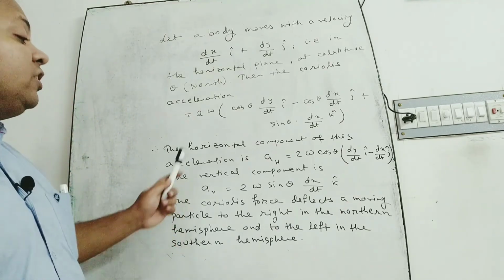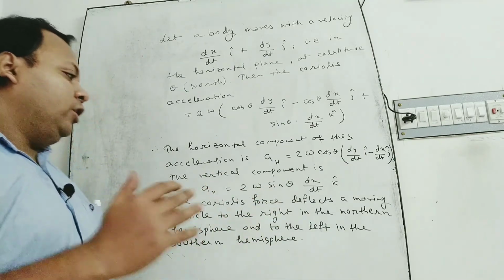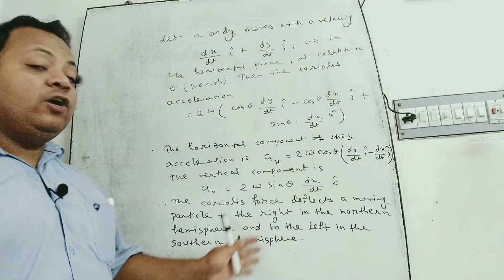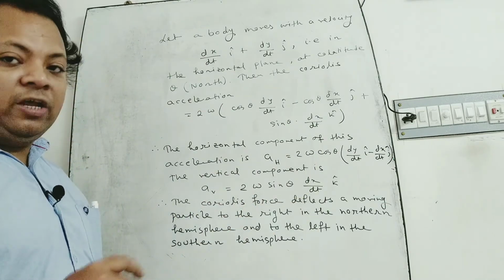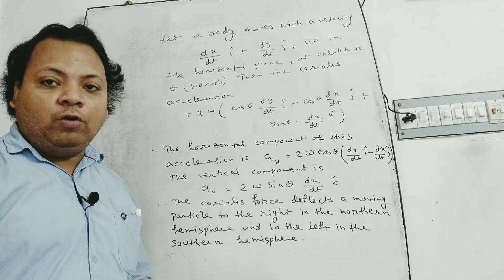Therefore, the Coriolis force deflects a moving particle to the right in the northern hemisphere and to the left in the southern hemisphere, which is known as Ferrel's law.